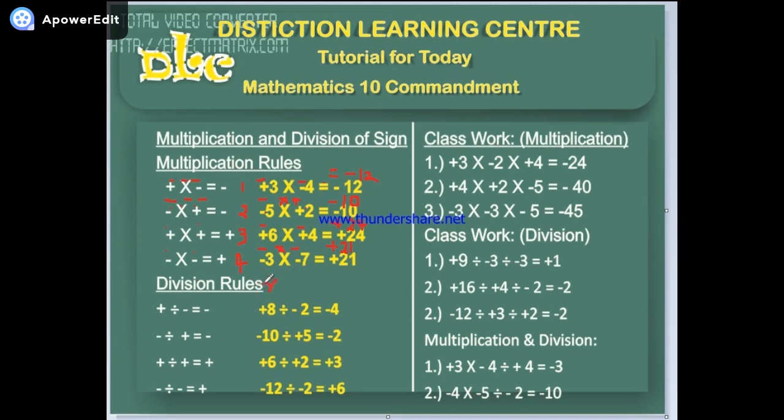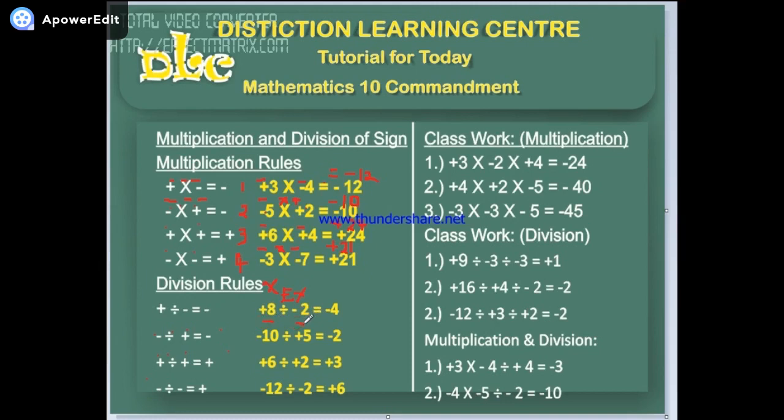Now, the rule says that plus divided by minus is equal to minus, minus divided by plus is equal to minus, and plus divided by plus is equal to plus. Minus divided by minus is equal to plus. Now, what are we going to do here? So let's work on this particular example first. The example we have is plus 8 divided by minus 2.